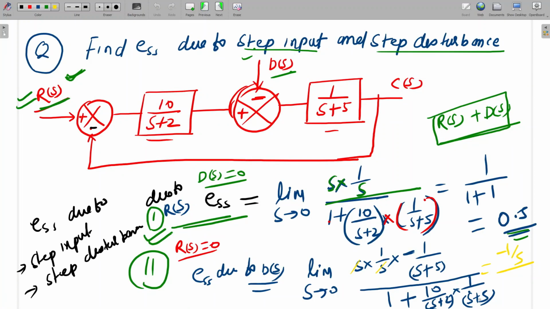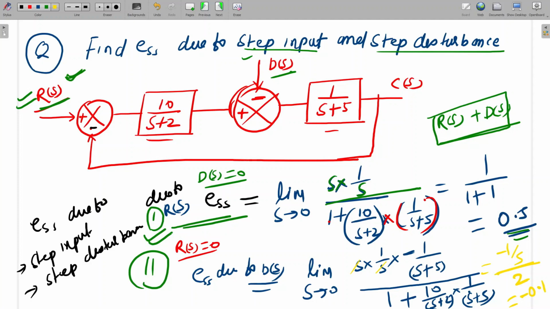This is 5 into 2, 10. So 5 into 2, 10. What will be the value here? It will be 2 only, I think. Correct? So minus 0.1. Is it correct? Any mistake is there?